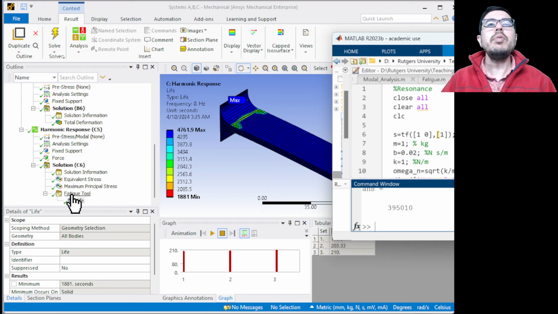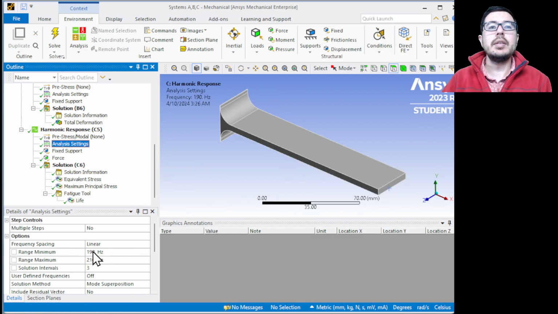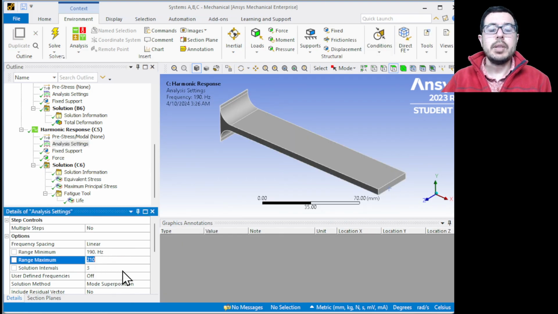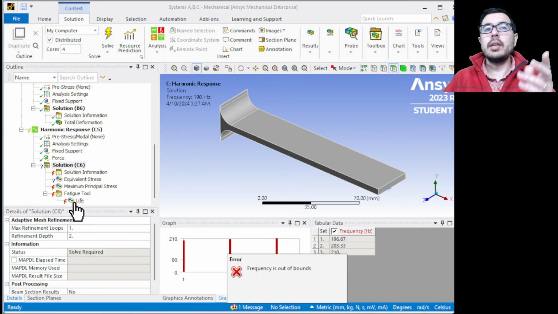And so if we try a different solution, so we go to equivalent, let's say I want to do it at 200 exactly. So what you have to do is come over to analysis, and we're going to drop this down to 200. So it's the second one, right? Now this one will allow us to see what that last value is that defaults into the fatigue tool.